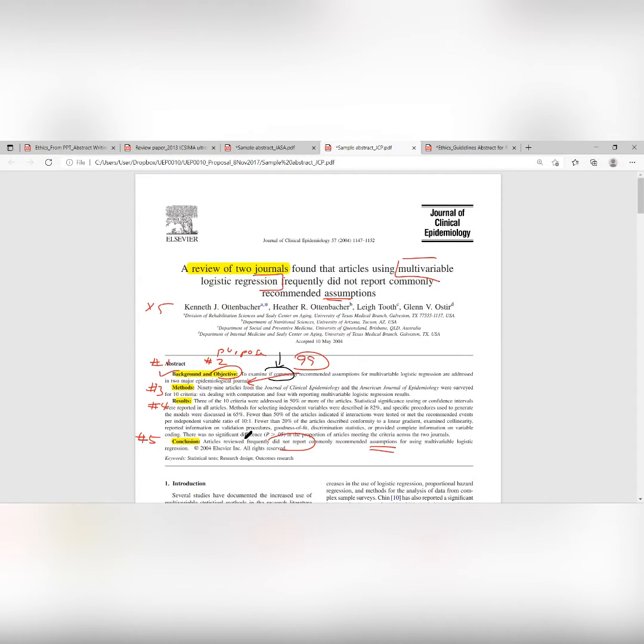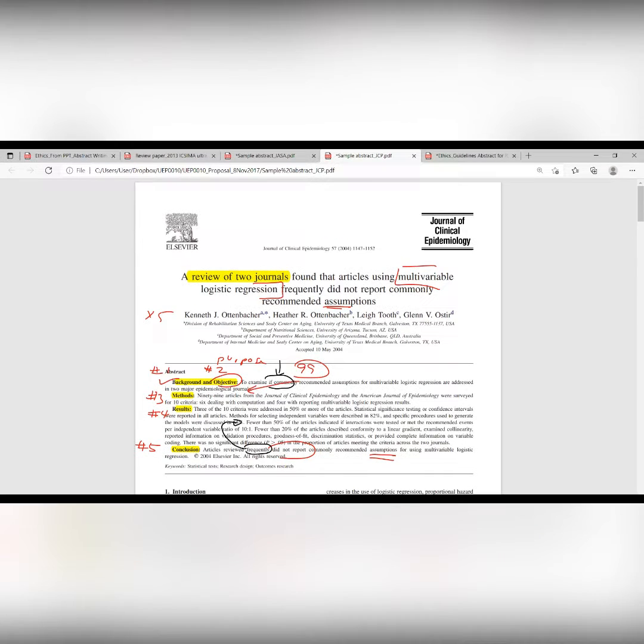So frequently, so here we don't have the number, isn't it? So if you want to check the number, you can go to the result and see how frequent, what percentage, what is the ratio, and so on. So this is a very good example of abstract from the JASA, Journal of Acoustical Society of America, and Journal of Clinical Epidemiology.